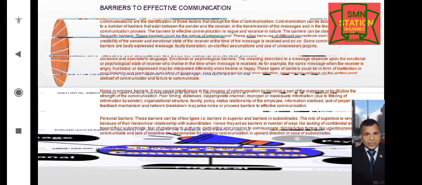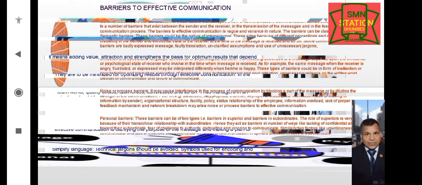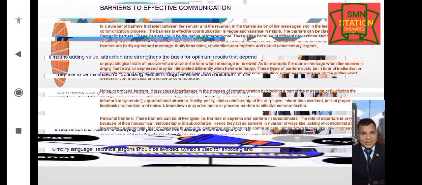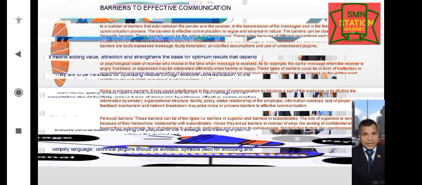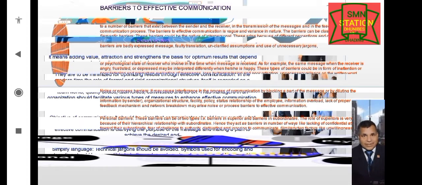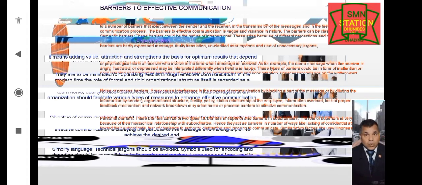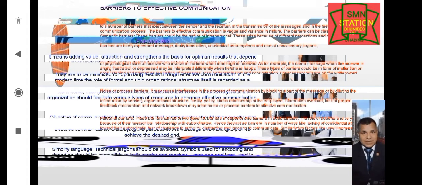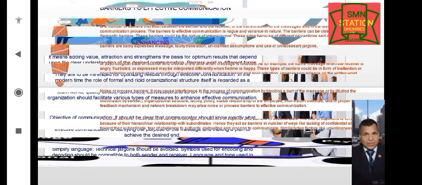Number 2, simplify language. Technical jargons should be avoided. Symbols used for encoding and decoding should be compatible with both sender and receiver. Language and tone used in communication should be comprehensible. Number 3, complete information. Information should be adequate and complete in all respects. It is not so as only to meet the demands of today, but should also be based on future needs of organization as well as individuals.